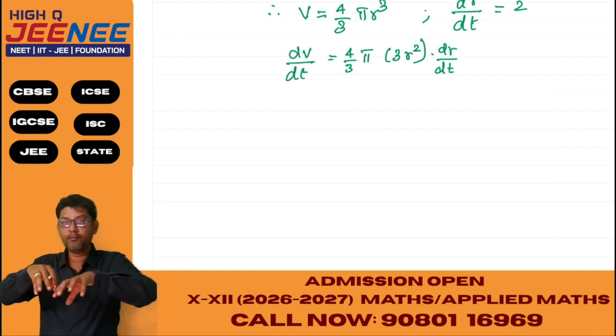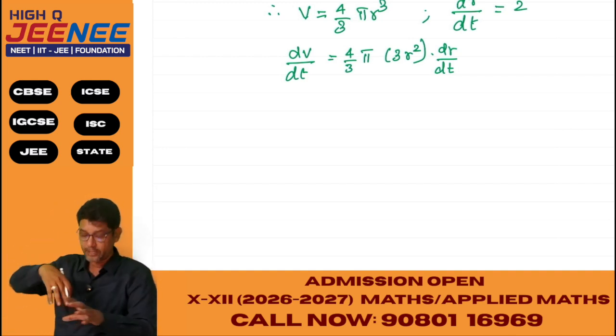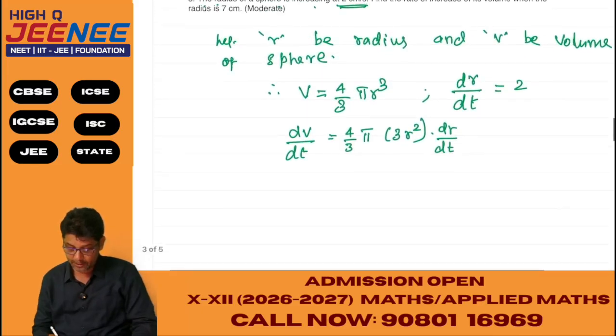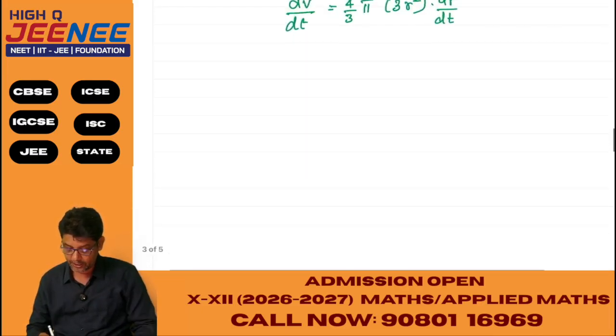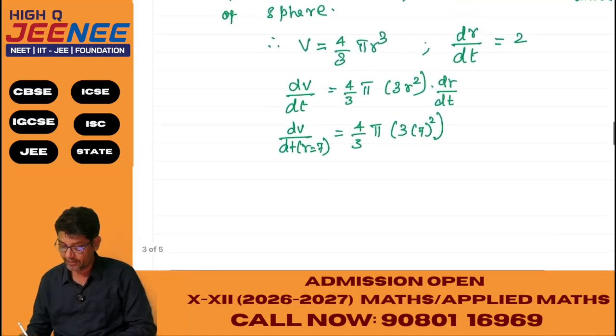Now, whatever information is given, after differentiating, we have to substitute the values. So tell me what is given. r is equal to 7 centimeter. So that means, look at this. It is nothing but dv by dt when r is equal to 7 is equal to 4 by 3 pi 3 into 7 square, and also the dr by dt value is given.